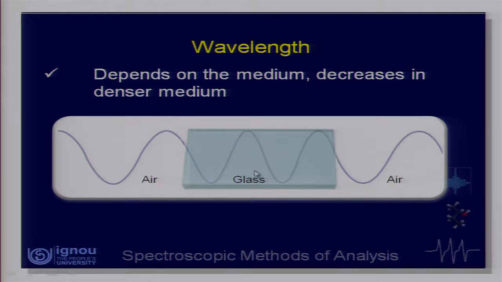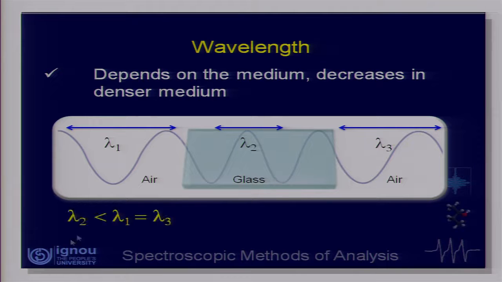From air it moves on to a denser medium, say glass, and then comes back to air. What you see is that in this rarer medium of air, this is the wavelength, say lambda 1. When it passes through the glass, the wavelength becomes just this much, because this shows the distance between two troughs, and again when it comes back, the distance becomes larger. So lambda 2, the wavelength in the denser medium, is less than the wavelength in the rarer medium, which is air in both cases. So lambda 1 will be equal to lambda 3.